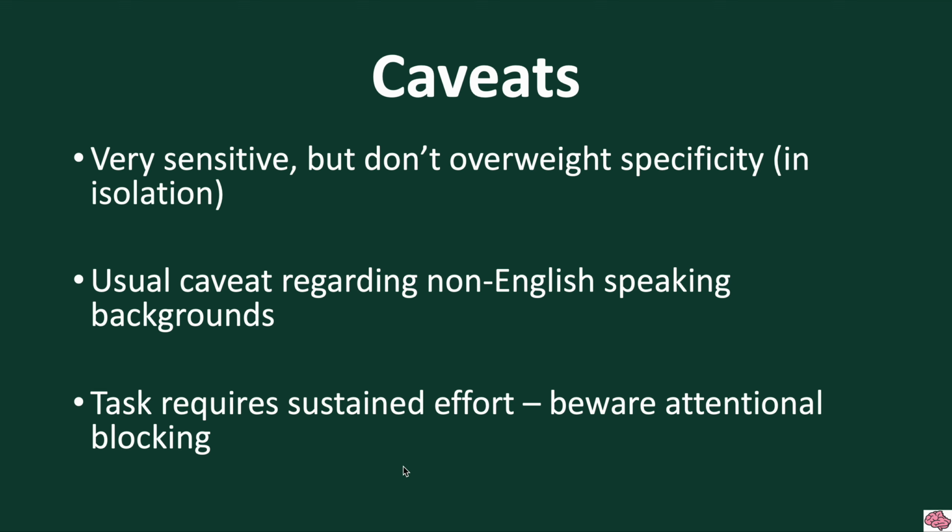And then lastly, I'll caution people to be aware of attentional blocking. Verbal fluency is a task requiring sustained effort and attention. If, for example, someone is extremely anxious, that might result in them experiencing a significant attentional block due to their anxiety in the middle of the task. And it's important not to overinterpret such a performance as representing, say, severe executive dysfunction because of that attentional blocking.